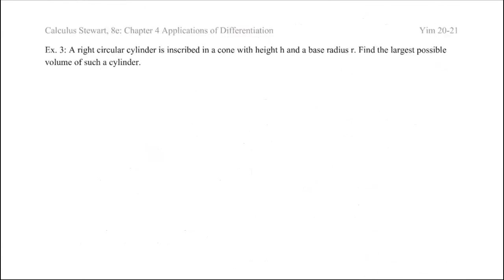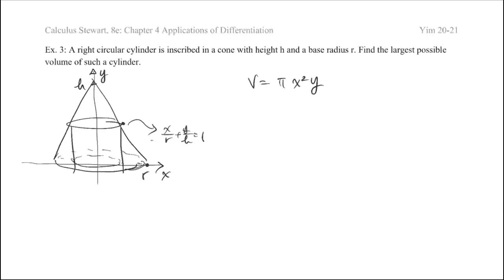A right circular cylinder is inscribed in a cone. Okay. Height h and radius base r, and find the largest possible volume of such a cylinder. So I went ahead and drew that for you here, guys. But the key thing that you really have to recognize, otherwise it gets a little tricky, is I would actually draw an axis right there and here. And you know that my height is h and my radius of the cone is r. So it has to go here.